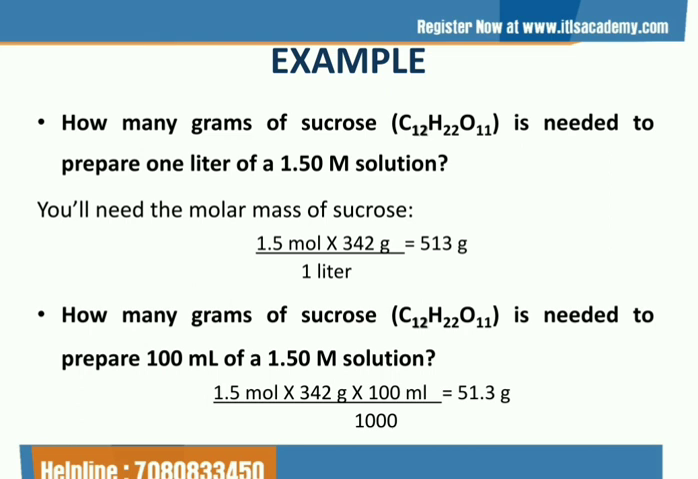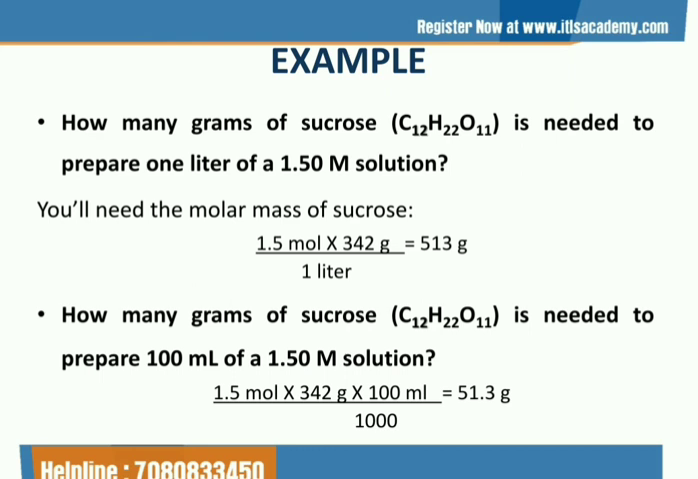Let's see a few more examples. How many grams of sucrose are needed to prepare 1 liter of 1.5 molar solution? You will need the molar mass of sucrose and the formula will be 1.5 moles times formula weight. The formula weight of sucrose is 342 grams, divided by 1 liter, and the answer will be 513 grams.